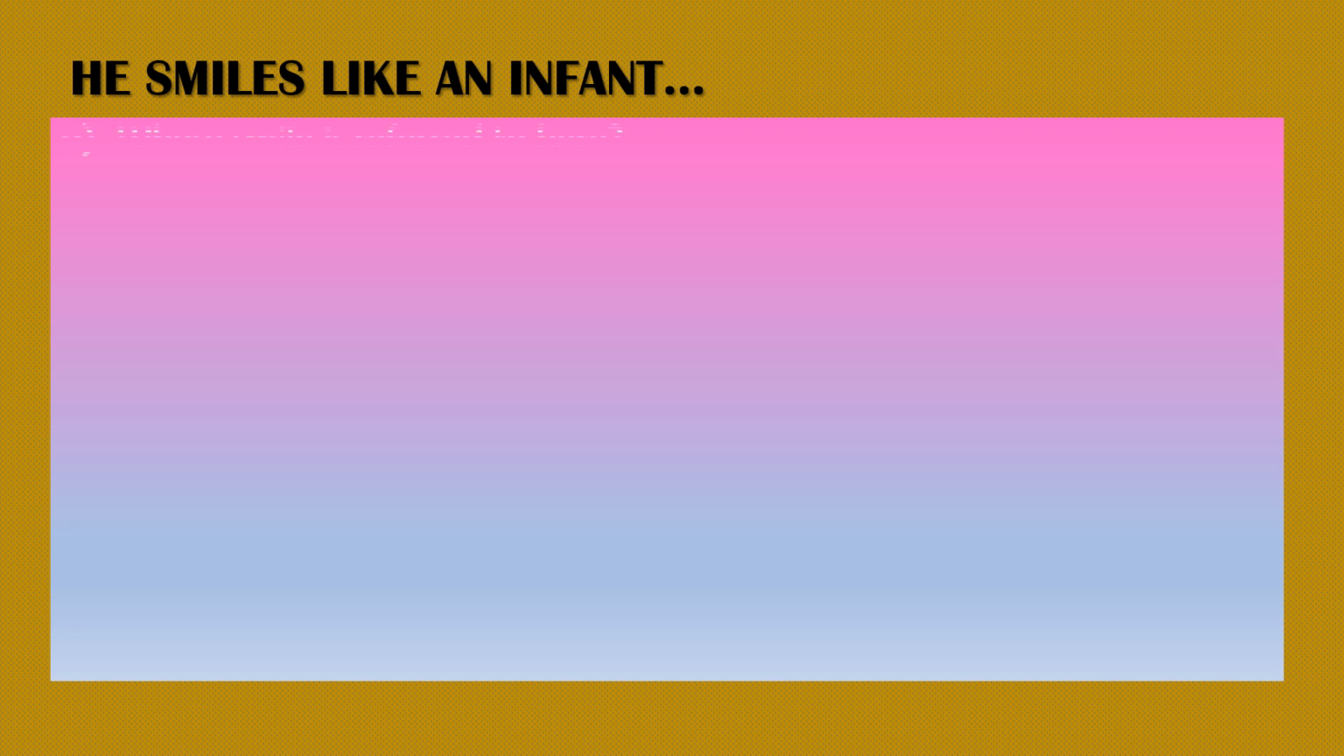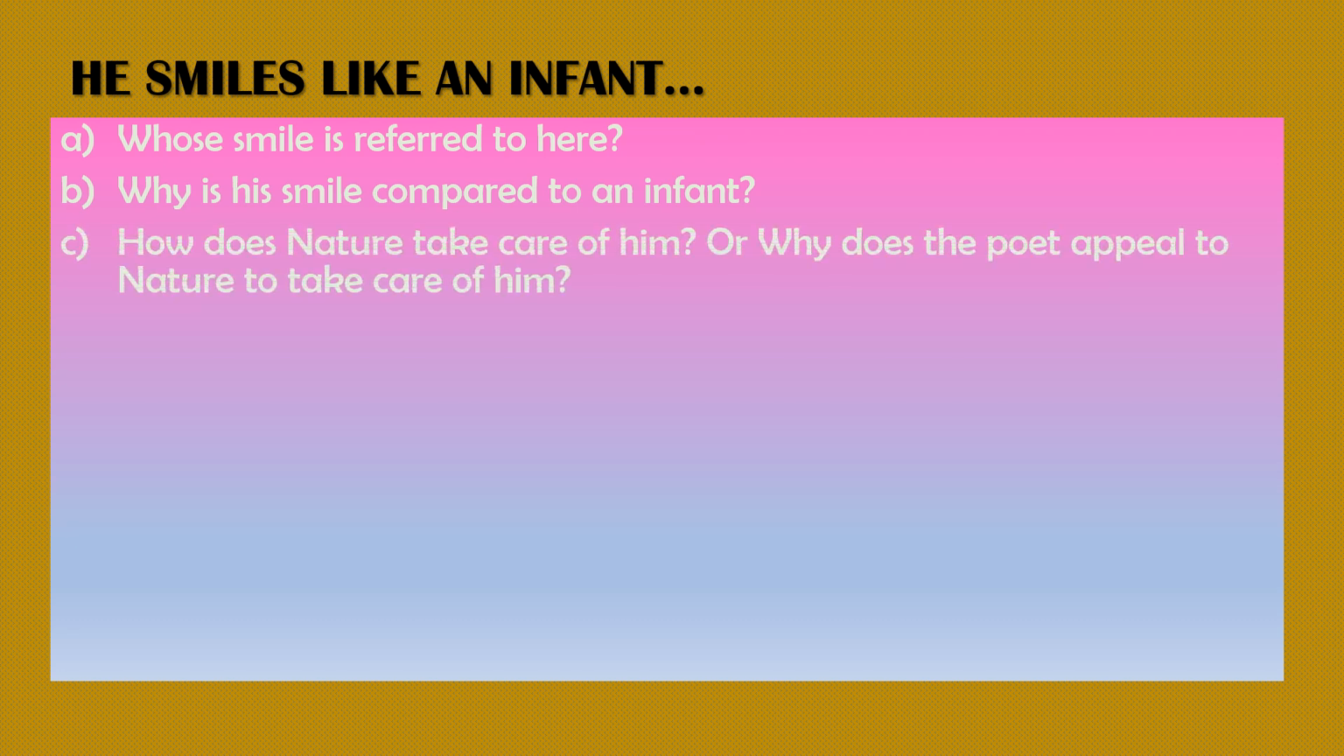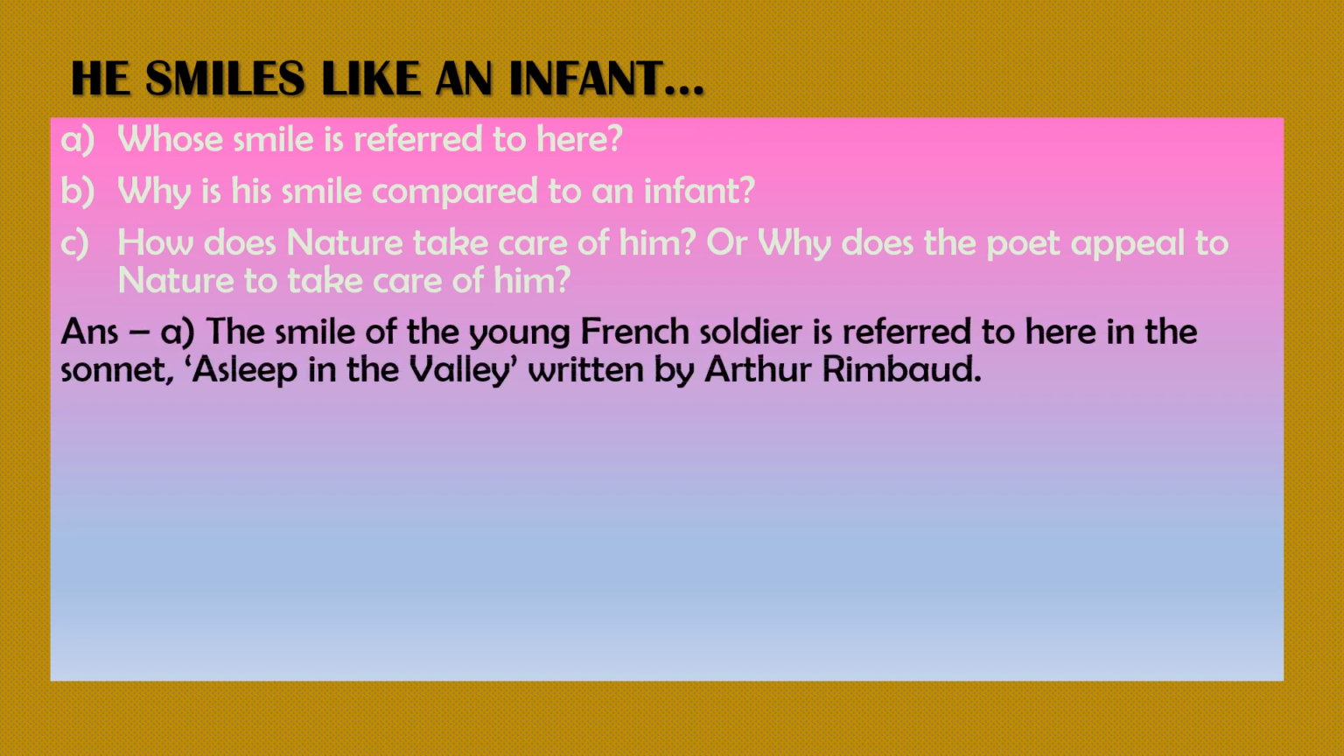But the questions that may come on this line of the poem are, first question, whose smile is referred to here? Second question, why is his smile compared to an infant? And the third and last question, how does nature take care of him? Or why does the poet appeal to nature to take care of him? So what can be the answer here? Again, the first question: the smile of the young French soldier is referred to here in the sonnet Asleep in the Valley, written by Arthur Rimbaud.